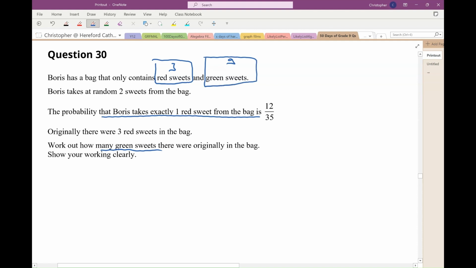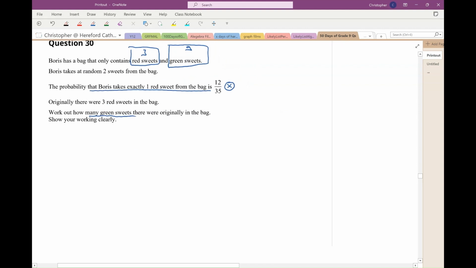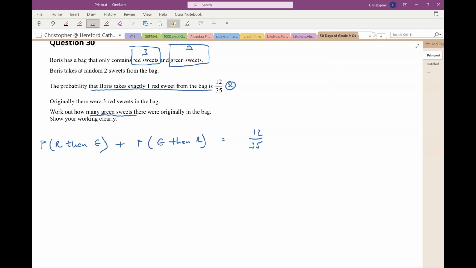Now, let's use this piece of information here. Now, that tells us that when he takes 2 sweets, the probability of getting exactly 1 red is 12/35. So that would be the probability of getting a red, then a green, or the probability of getting a green and then a red. And we know that equals 12/35. So I'm thinking that might help us do an equation. Let's have a look at this first expression here.